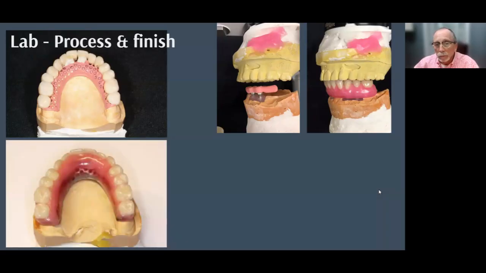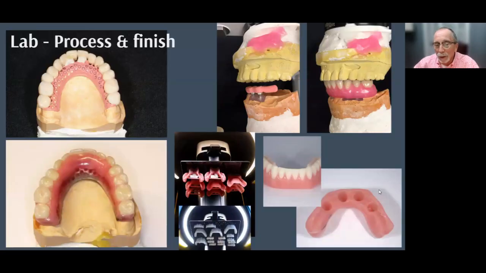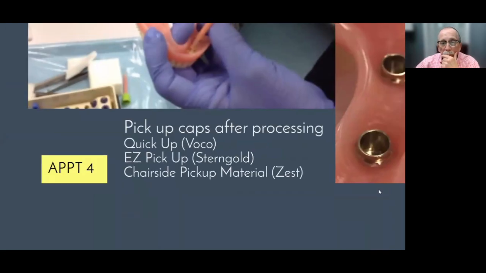If it's digital, it's pretty simple. We just pull the data in, make any necessary changes with the bite based on the data we got, and then we just print or mill the denture. And we're ready for delivery.